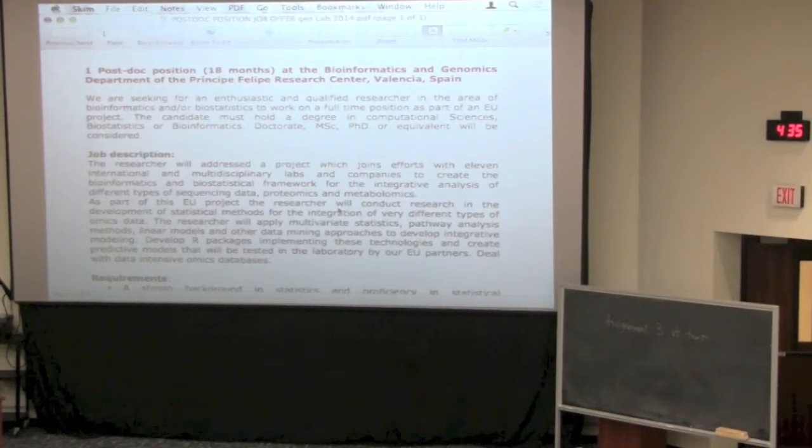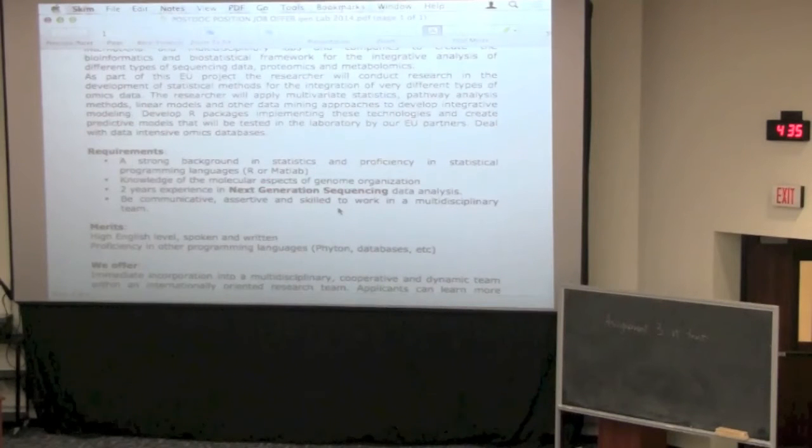What they're looking for is a researcher to supply R and MATLAB code, work on those molecular aspects of genome organization, develop R packages, and implement these techniques into predictive models. You're combining statistics, data analysis, and all your bio information to develop some really interesting research. So this is a growing area. Don't discount this as something that's going to be very, very important for the next 30 or 40 years: making sense of all this genetic data using sound statistical tools. Something to think about for those of you in this area.